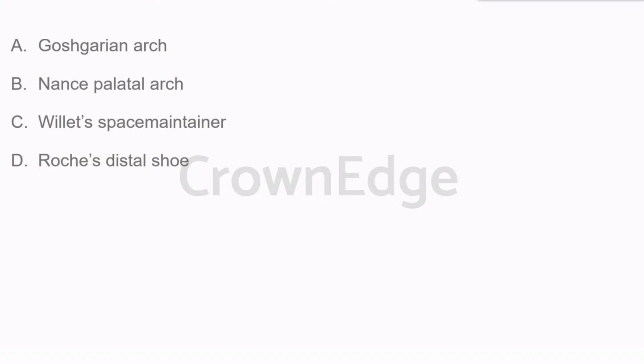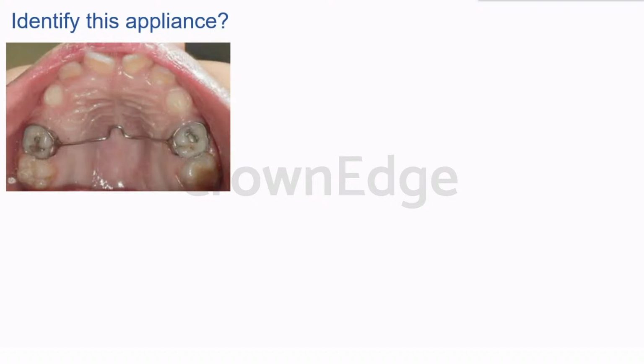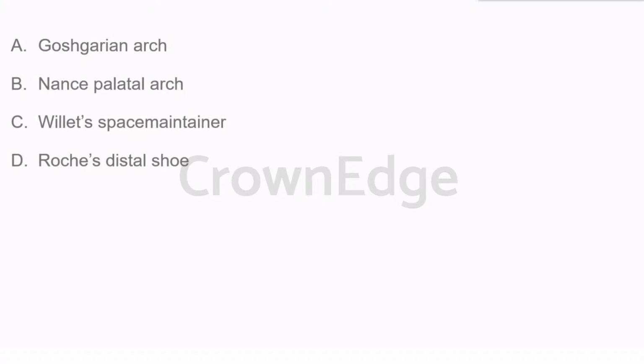So the options that have been given for this space maintainer are A, Gaucherian arch, option B, Nance palatal arch, option C, Willet's space maintainer, option D, Roche's distal shoe. Let's go from the back first. Okay, this image, Roche's distal shoe. No, it is not a distal shoe space maintainer at all. Willet space maintainer is another name for distal shoe again. So that is also being ruled out. So option C is also ruled out.